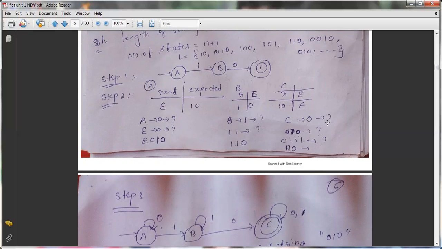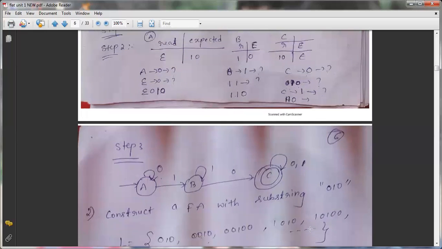Then C on 0 is going to where? We don't know; we have to calculate now. What is the read value for C? 1, 0, and 1, 0 on 0 is going to where? Already 1, 0 is there as a substring, so we need nothing, we need epsilon. Epsilon is the expected value in C, so we have to give the self loop on C.